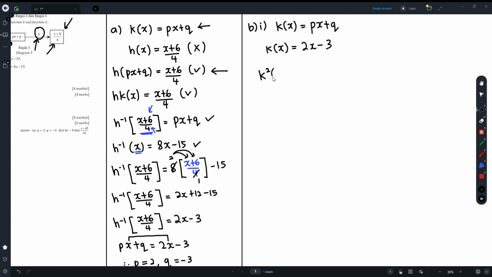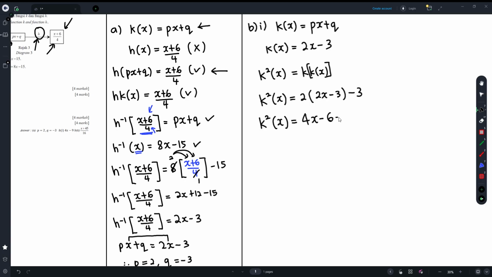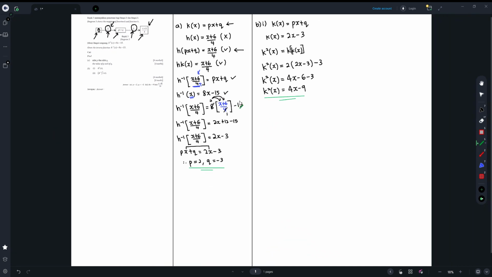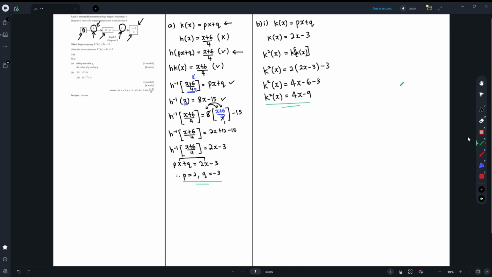So in order to find k square x, I need to substitute the function kx into its own function. So the answer for k square x will be 2 bracket 2x minus 3 minus 3. So that will make k square x equivalent to 4x minus 6 minus 3, and finally my k square x will be 4x minus 9, and that will be the final answer for B, Roman 1. So I assume we can continue to B, Roman 2.